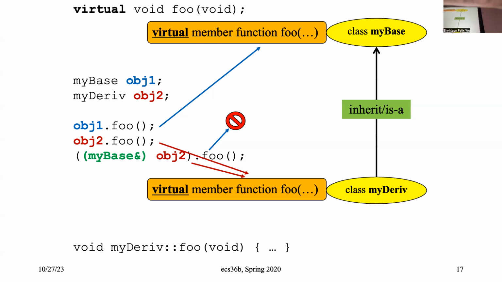So let me ask a different question. Do you think casting, in this case, has any impact on the calling of a virtual function? Does casting change anything? I mean, obviously, for a non-virtual function, the casting is going to change it.